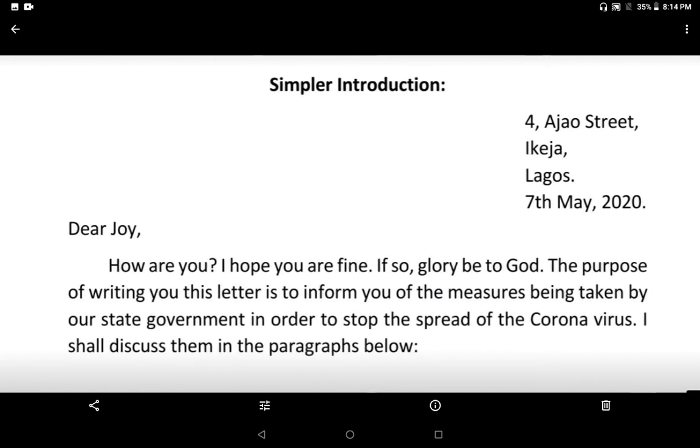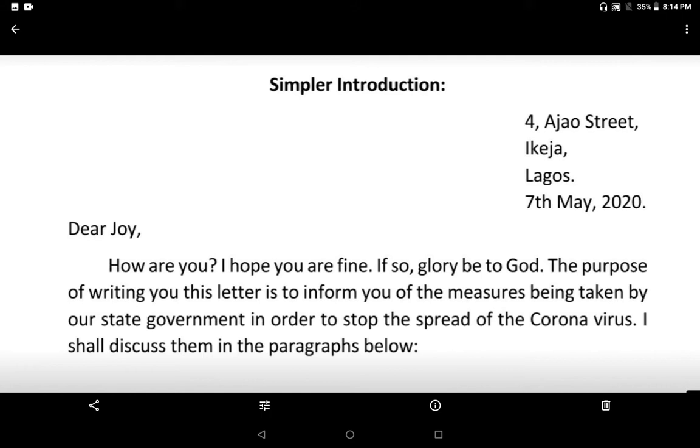And the third one is what I call the simpler introduction. Remember, in those days in primary school, we had a simple way of doing it, and you can still have your good score at the end of the day if you adhere to the mechanics too. Your address is where it's supposed to be, your date is intact, your salutation is there, full stop, comma, full stop where they are supposed to be. Then you can have something like this. How are you? Question mark. I hope you are fine, full stop. If so, comma, glory be to God, full stop.